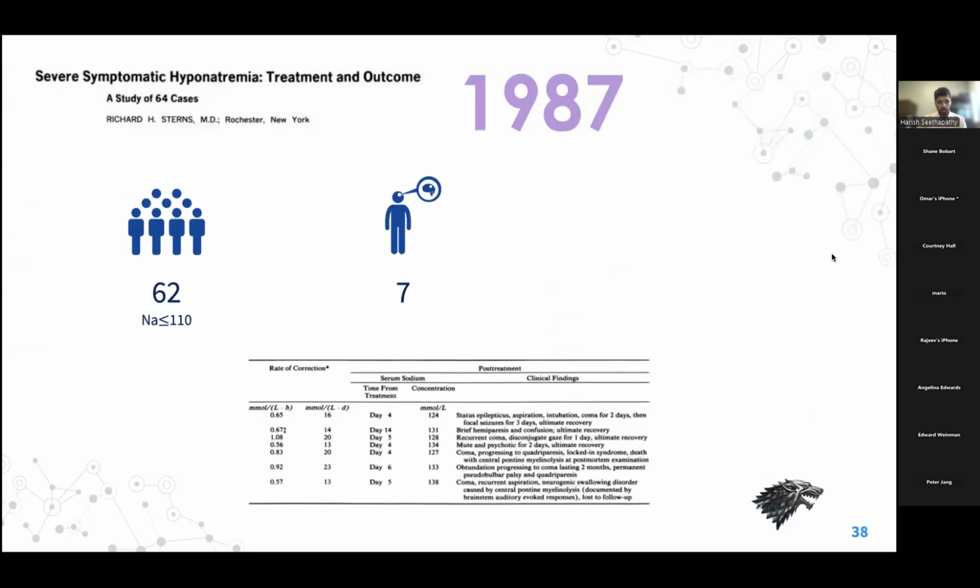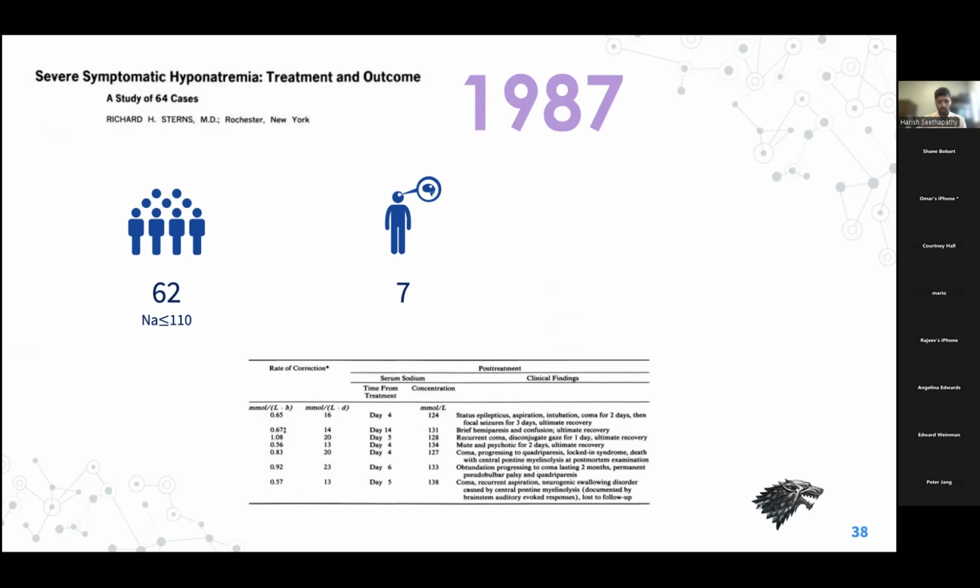So the pivotal seminal study in 1987 was the first time that we did not start with CPM. We start with hyponatremia. So 62 patients with a sodium of less than or equal to 110 from the same hospital in Rochester, New York. And they found that 7 of them had this syndrome called osmotic demyelination syndrome. Again, it did not have to be radiologically proven, but just that they had these severe neurological complications.